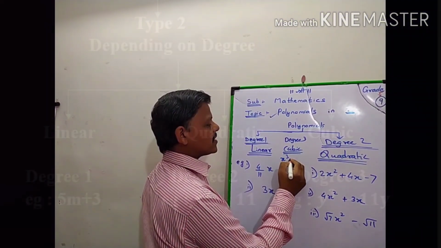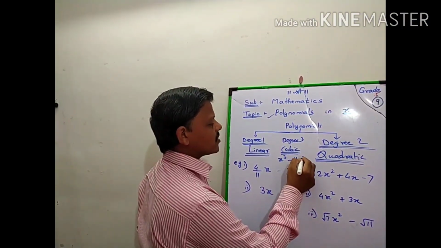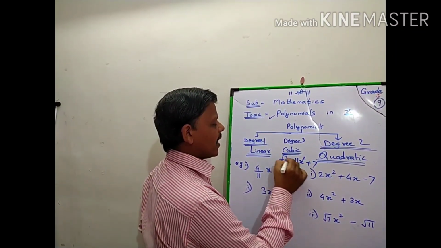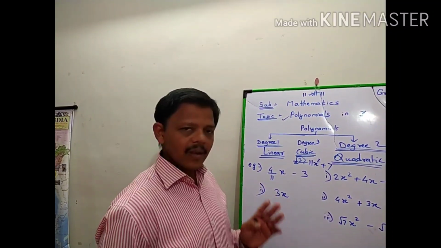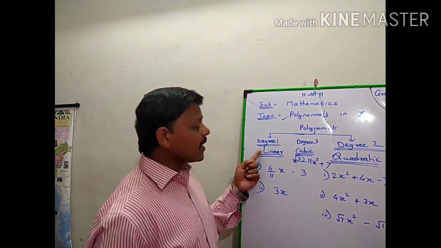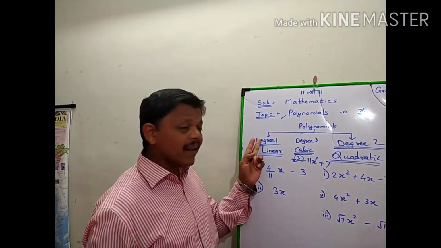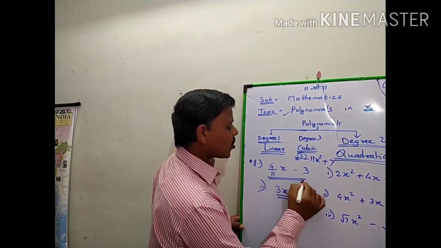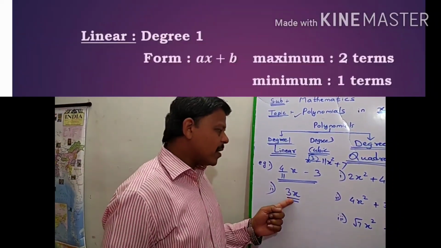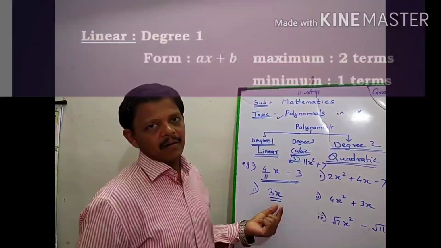Example, x cube minus 11. Highest power is 3, or x cube minus 11x square plus 7. Highest power is 3. It becomes a cubic polynomial. Now, linear polynomial. See, it's very important. Linear polynomial, degree is 1, but the terms may either be 1 or 2. So it can be a monomial, can be a binomial, but it is linear.